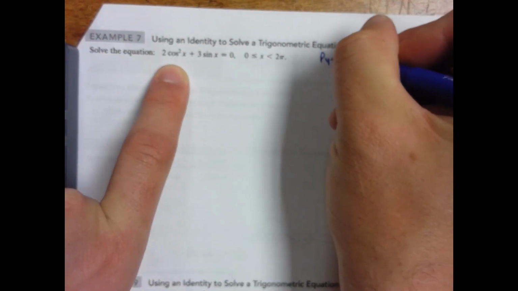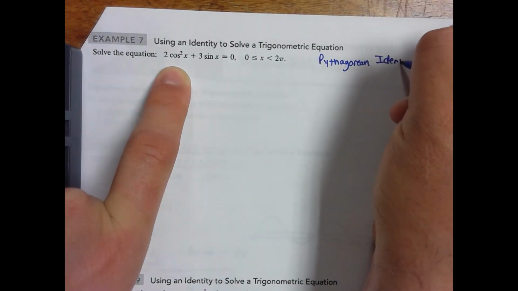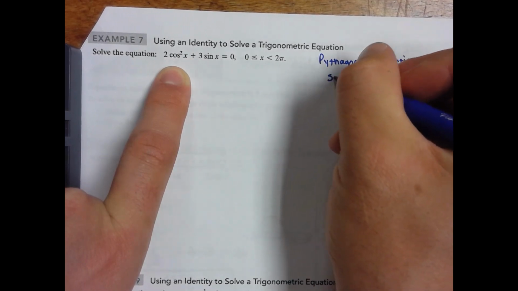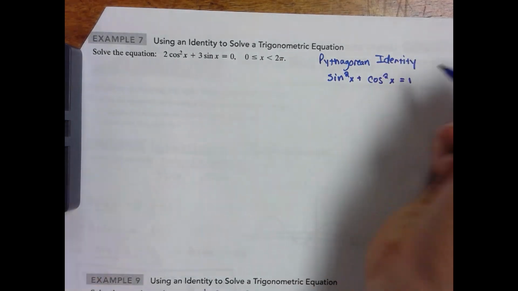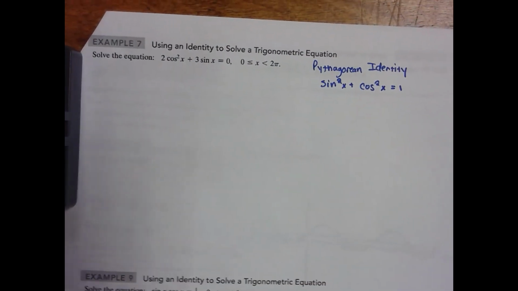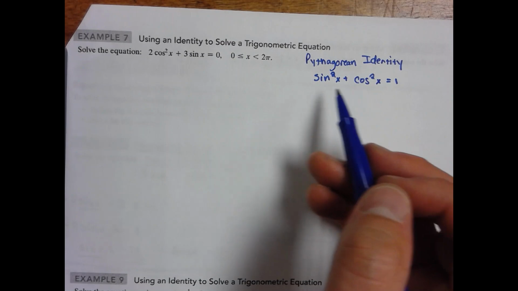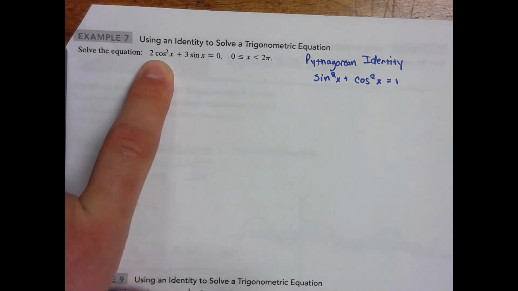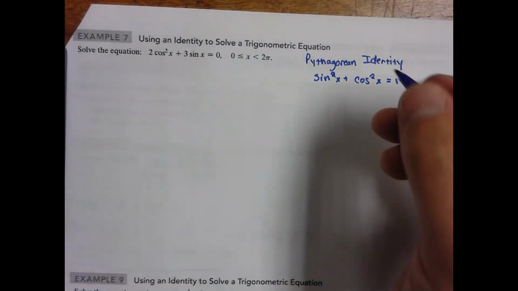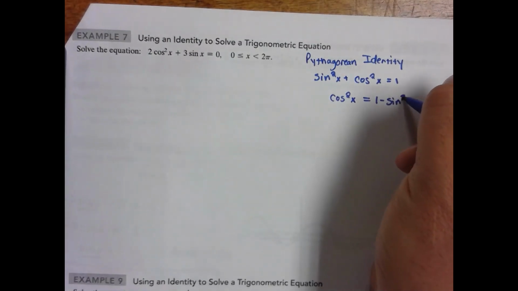Pythagorean identity. That says sine squared of x plus cosine squared of x equals 1. And with those identities, they can all be manipulated, meaning I can solve this equation for cosine squared. And when I do that, I have to subtract sine squared of x. And so that's how I'm going to be able to replace cosine squared in the equation with a sine squared, and then hopefully be able to factor it from there. So I'm going to subtract sine squared, so that makes this 1 minus sine squared of x.